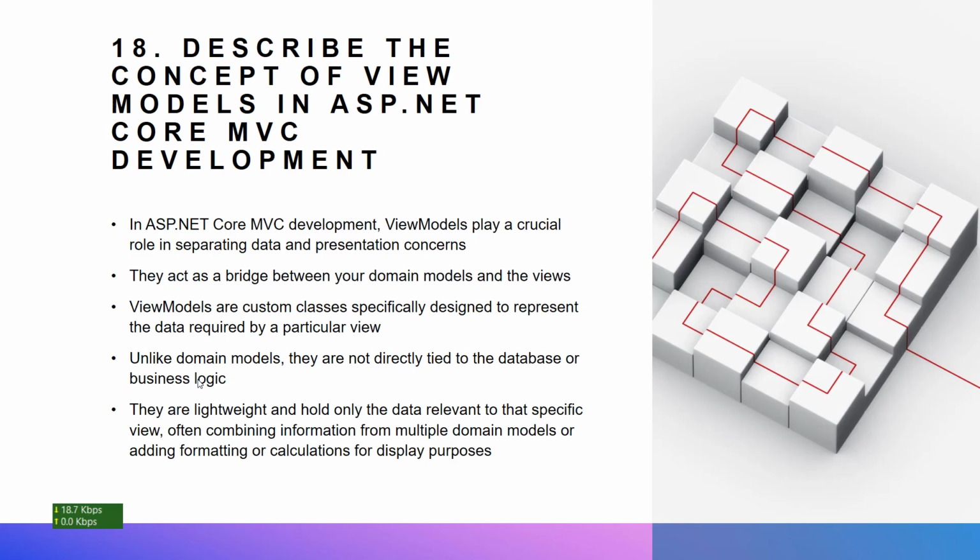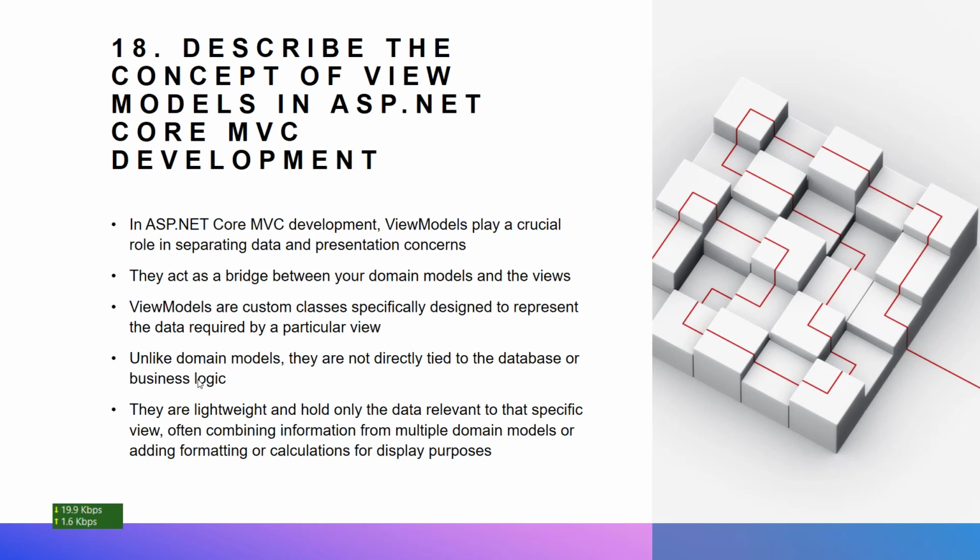Then comes: describe the concept of view model in ASP.NET Core MVC development. In MVC development, the view model plays a crucial role. The view model gets all the information and passes it to the view or the backend, because it possesses all the data required for a particular view. It is not two-way binding as Angular does, but it works in a similar manner. The view model is the model which gets the data and displays it on the view.